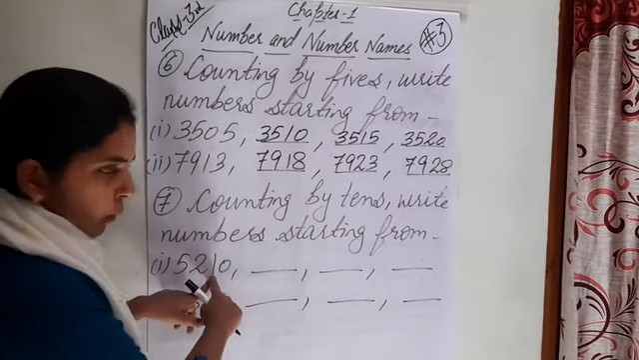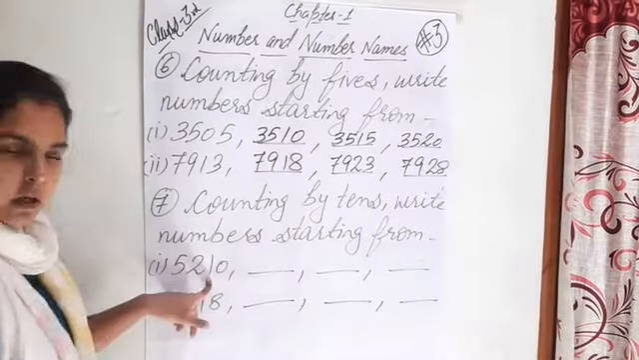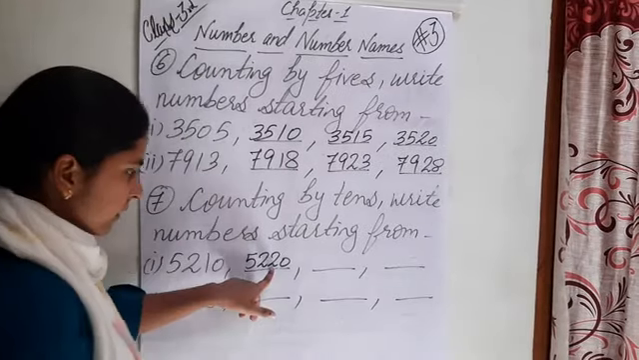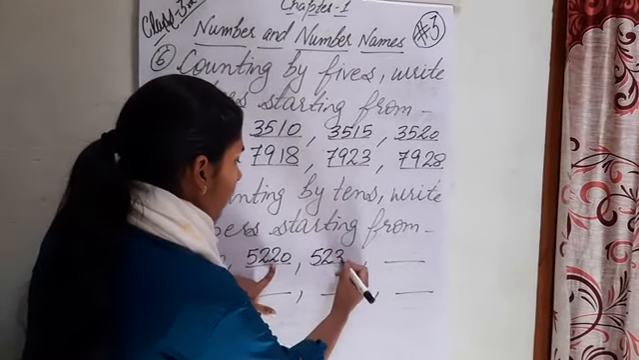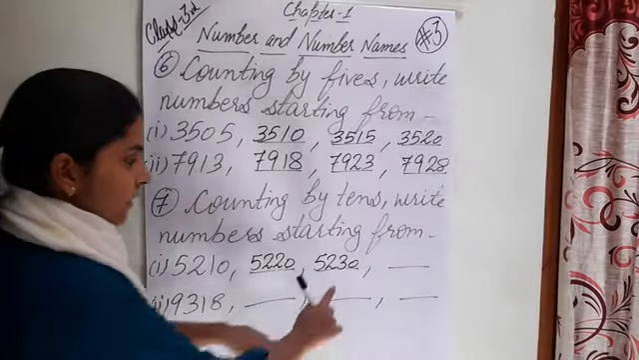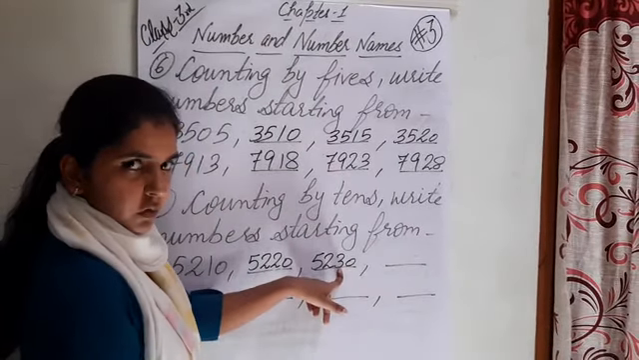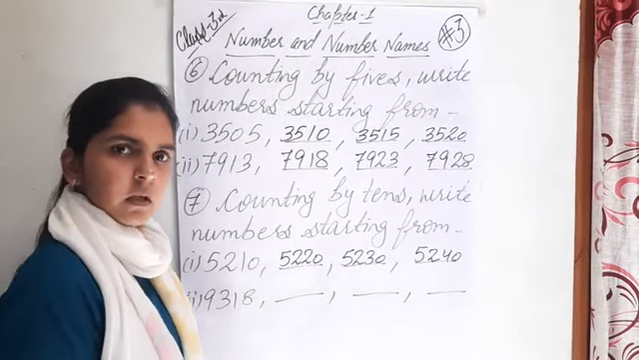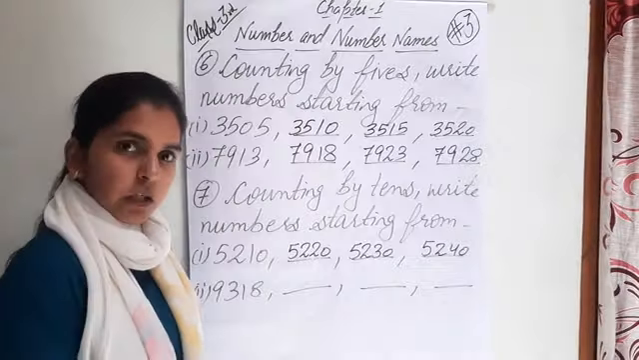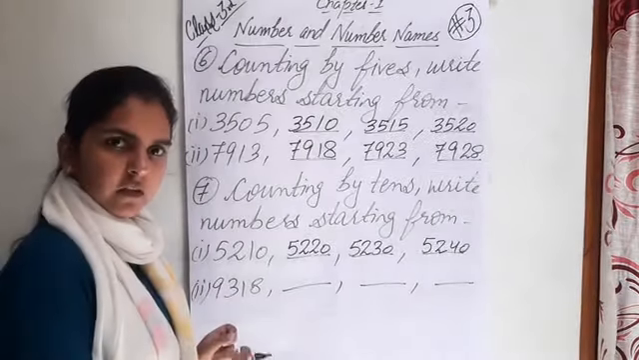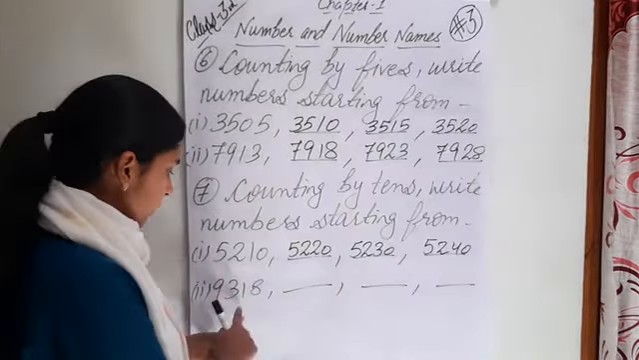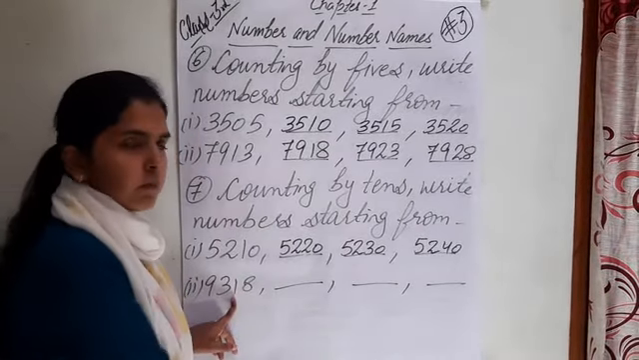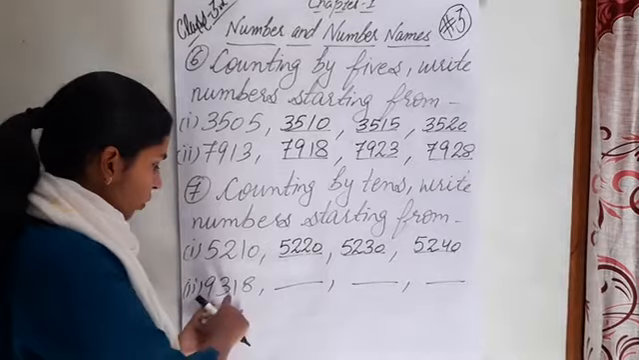5210. So there is 1. Next time 2 will come, like 5220. Next time 3 will come, 5230. Next time after 3 which number comes? 4. So next time 5240. Okay, so this is the answer. You will just go to the tens place digit and write counting from there. Similarly, if here is 1, next time there will be 2, next time there will be 3, and next time there will be 4. Okay, so you solve this part.